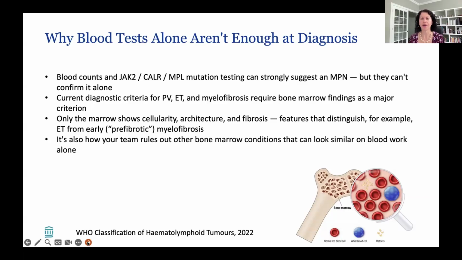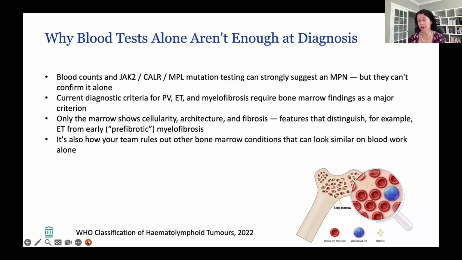It's just normal. In MPNs, usually we see marrows that are very cellular, which makes sense. We're producing a lot of blood cells, so the bone marrow itself has a lot of cellularity. We also see the architecture, like I mentioned before, meaning, is everything in the right order? And does it look the right way? And then we see the scarring, and that can help to distinguish things like essential thrombocythemia from myelofibrosis, and also from this in-between entity called pre-fibrotic myelofibrosis. So it's helpful to establish a baseline, know where we're starting from, and really give us a more accurate diagnosis.